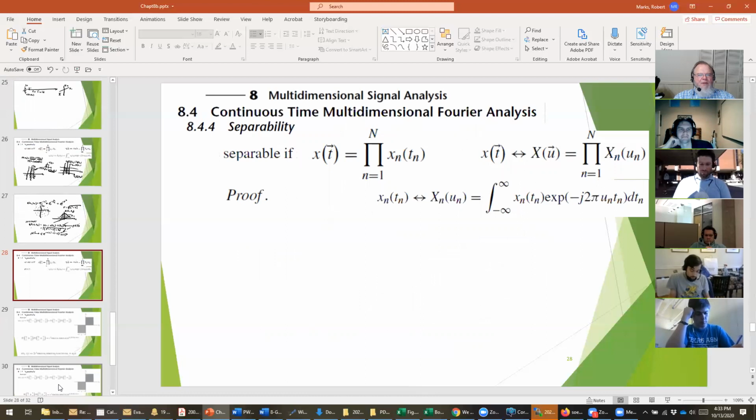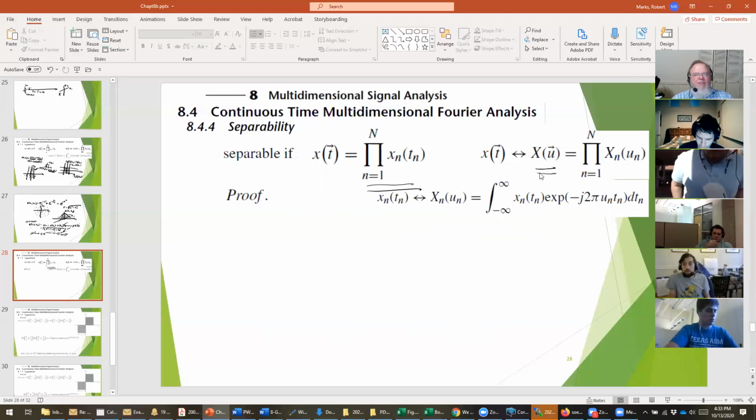So the proof, here's the separability theorem. We've talked about separable functions. We've talked a little bit about some of the applications. Here is the interesting thing. If you have a separable function, are you ready? Then its Fourier transform, a separable function means the product of one-dimensional functions. If you have a function which is the product of one-dimensional functions, then its Fourier transform is the product of the one-dimensional Fourier transforms.